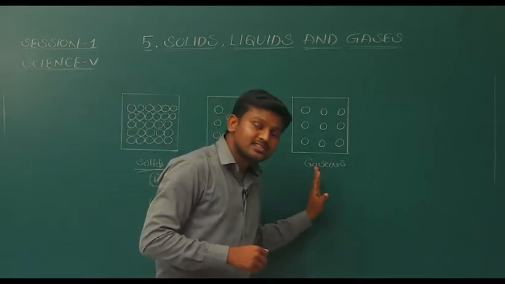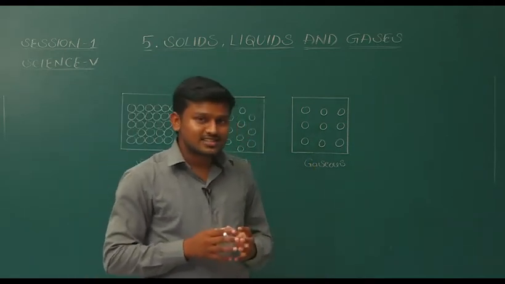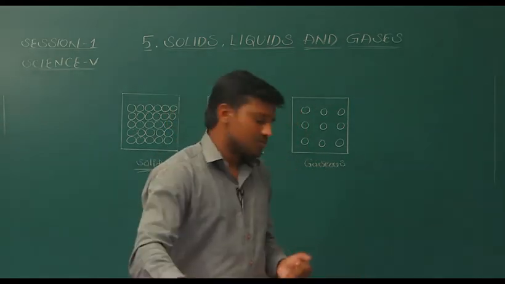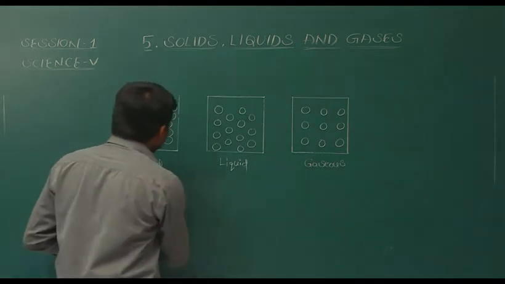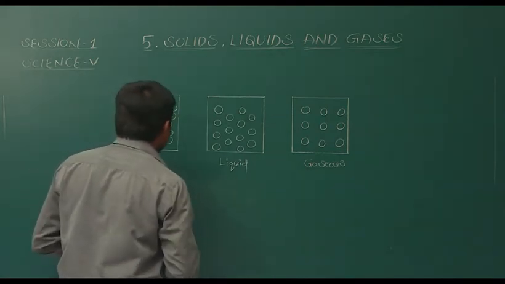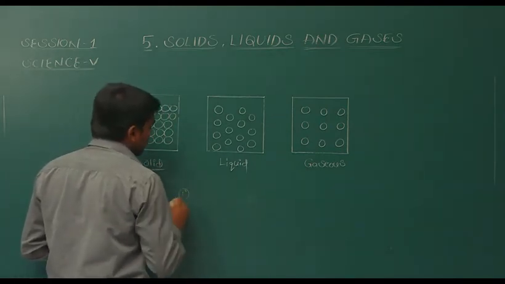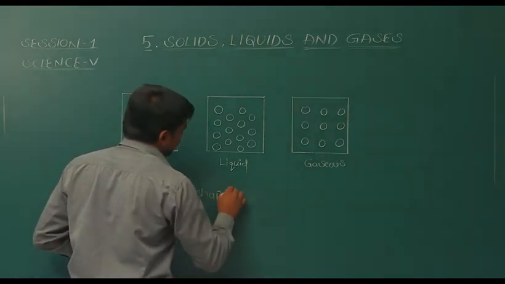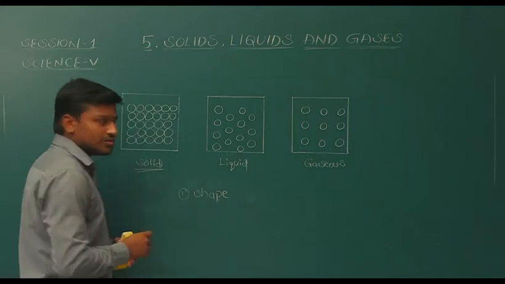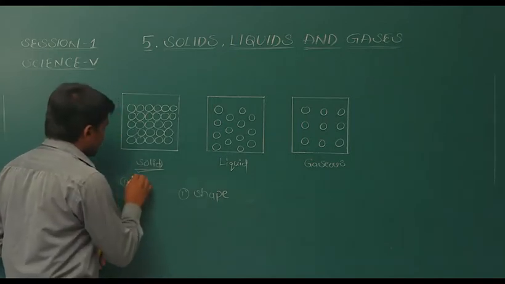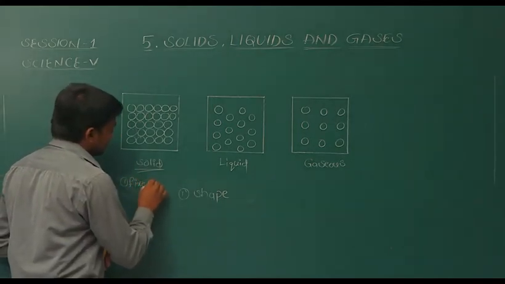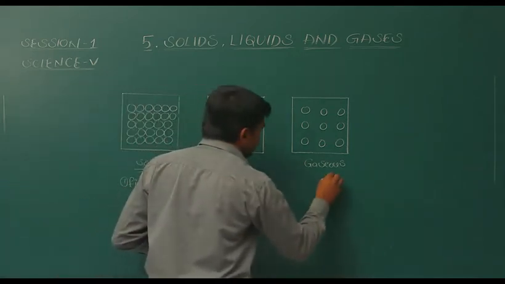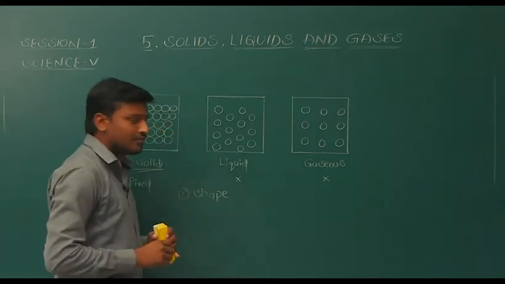How about the gaseous state? Gases also do not have any fixed shape. Now let us write here properties of solids, liquids, gases. The first property here we are seeing is shape. Shape in solids is fixed, and liquids do not have any fixed shape, and gases also do not have any fixed shape.